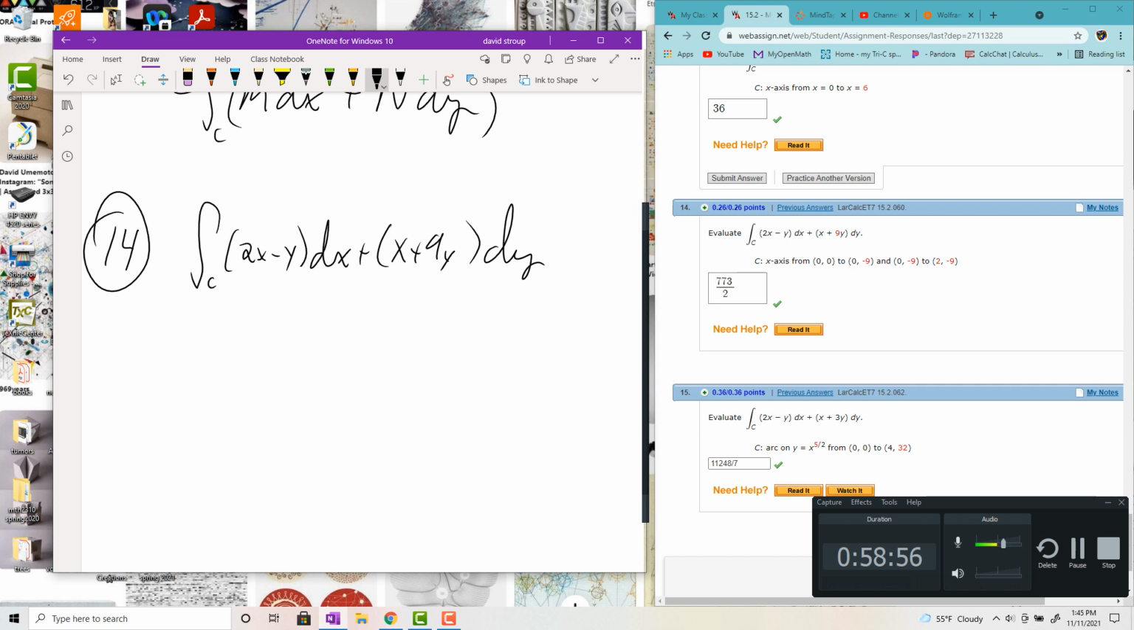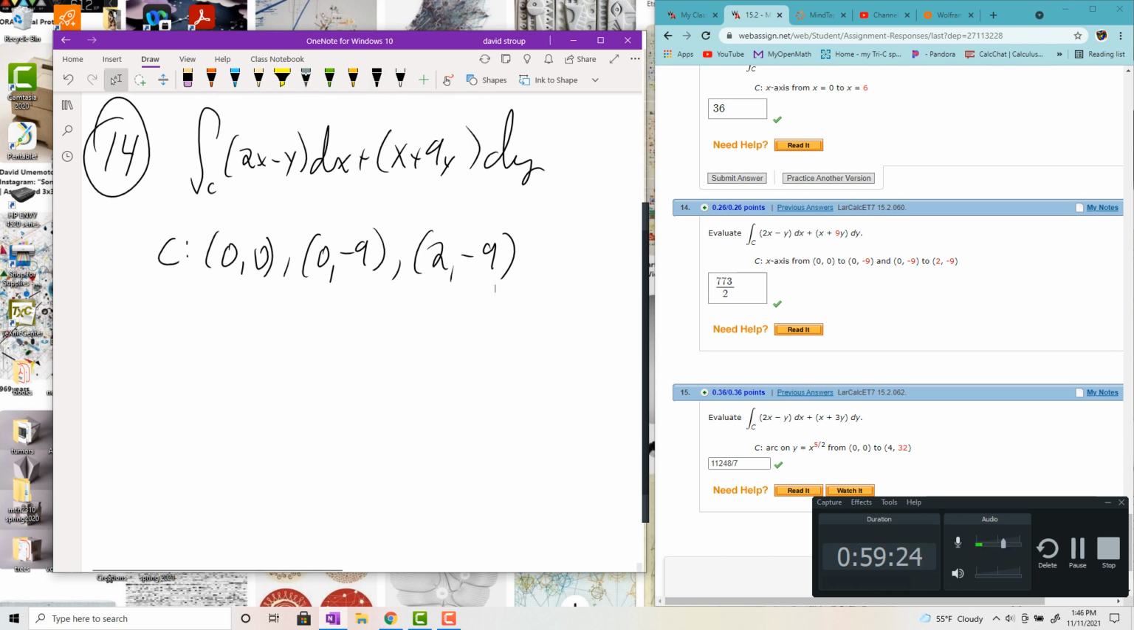I mean, there's several approaches you could do to this. You could convert everything in terms of t. Sometimes you're actually going to be able to keep everything in terms of x. I usually just convert everything in terms of t and then go from there, right? So the curve is going from 0, 0 to 0, negative 9, and then it's going to go from 0, negative 9 to 2, negative 9. So there's basically, I guess, two curves we need to deal with.